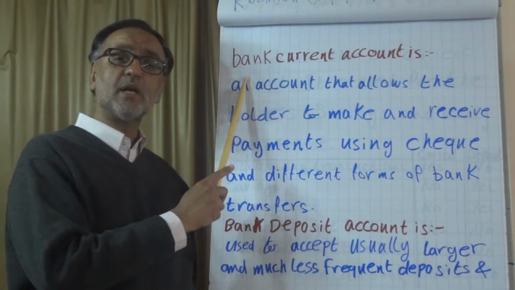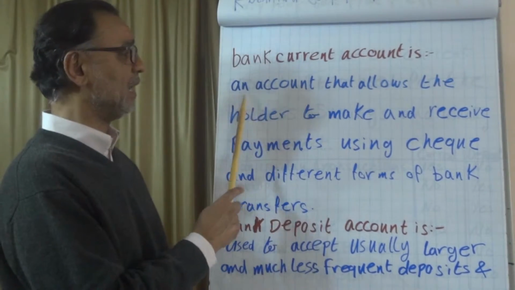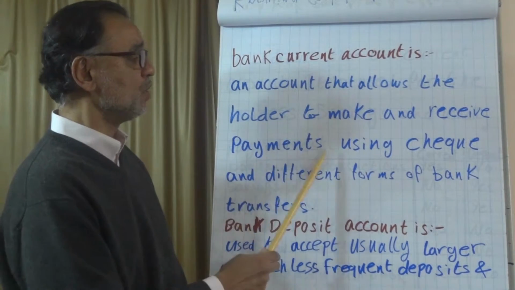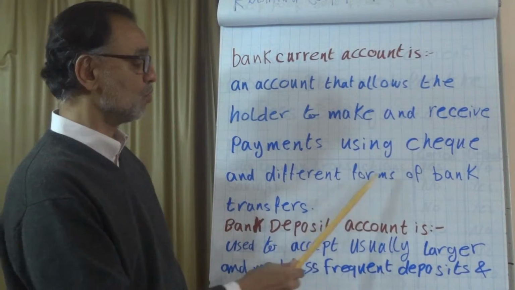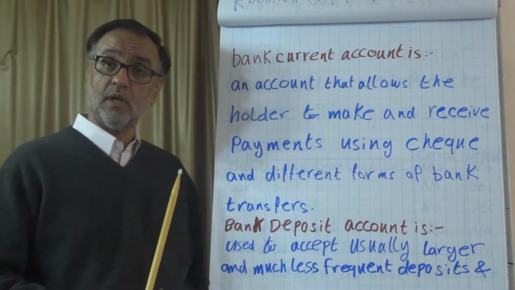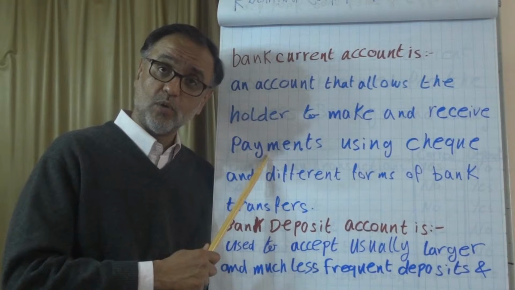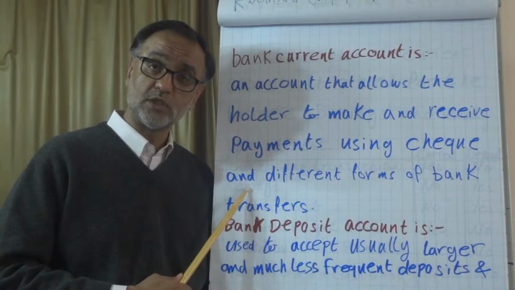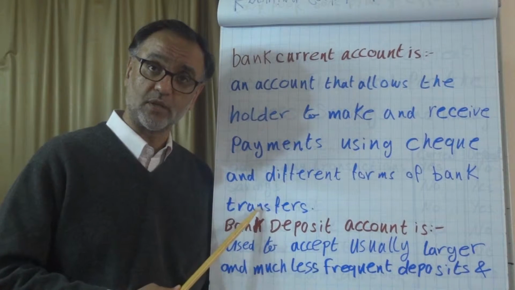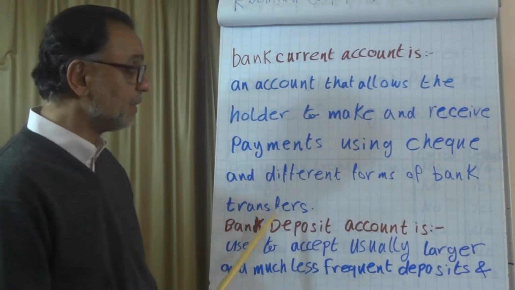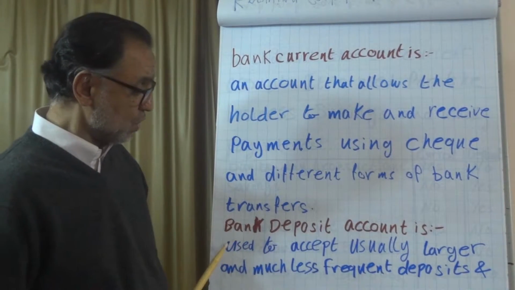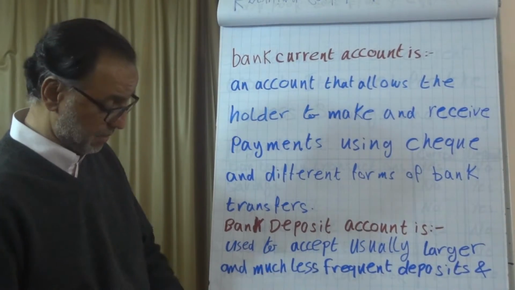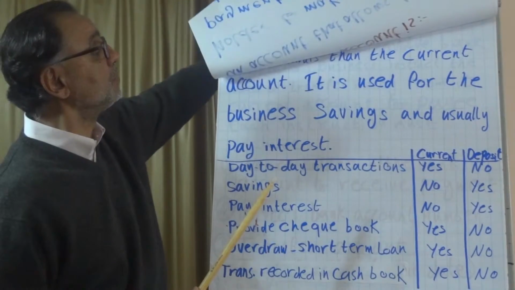First, we talk about the bank current account. The definition is an account that allows the holder to make and receive payments using checks and different forms of bank transfers. The holder of the current account will be able to do payments and receive payments through checks or different forms of bank transfers. The bank deposit account is used to accept usually larger and much less frequent deposits and payments than the current account.